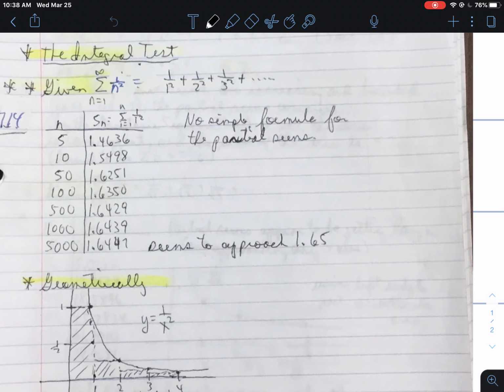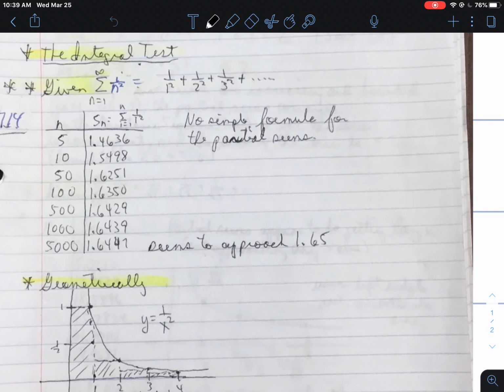Right? For n equals 5, s of 5, our fifth partial sum, s of 10, s of 50, etc., up to s of 5,000. Now, we said in the big scheme of things, even adding the first 5,000 terms is not very much. I mean, you're talking about an infinite number of terms. 5,000 compared to an infinite number of terms is meaningless. But even at that point, just adding the first 5,000 terms, it appears that the sum is approaching approximately 1.65.